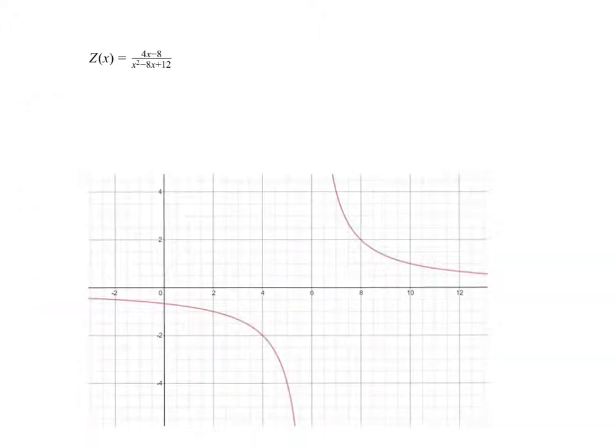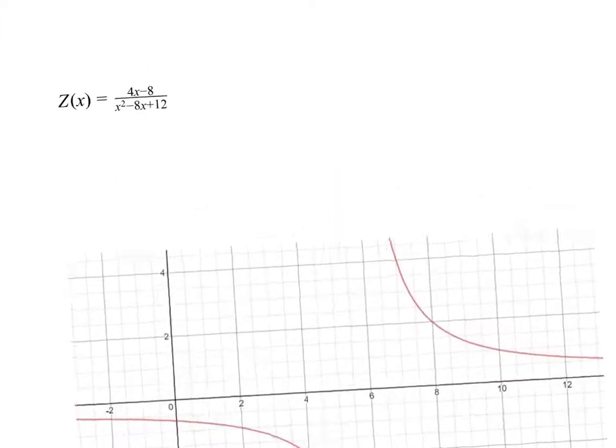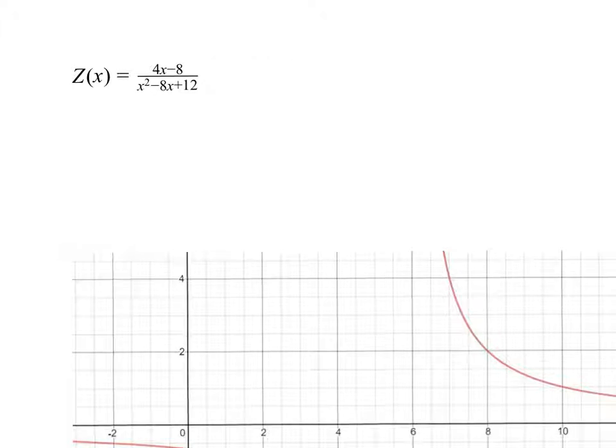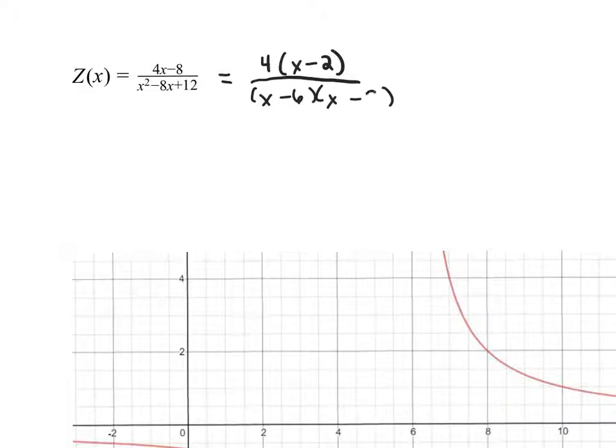Okay, let's look at this last one. So it says z of x is 4x minus 8 over x squared minus 8x plus 12. So I will factor both of these. So this one I can just take a 4 out of, 4 and x minus 2. And the bottom, this is a pretty simple factorization. Two numbers that multiply to 12, add to negative 8: minus 6, minus 2.